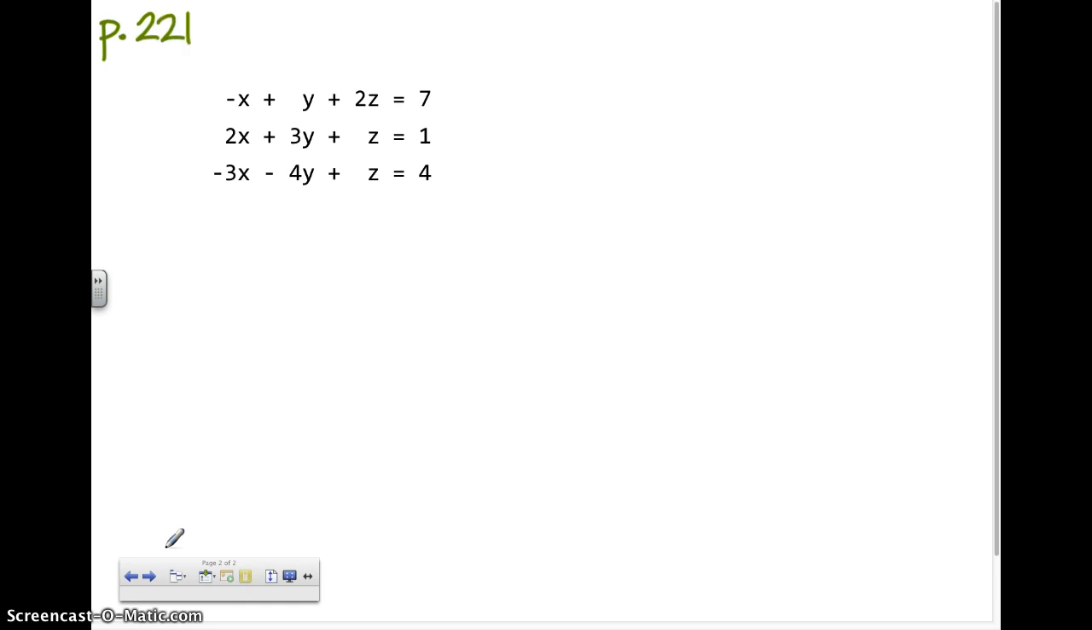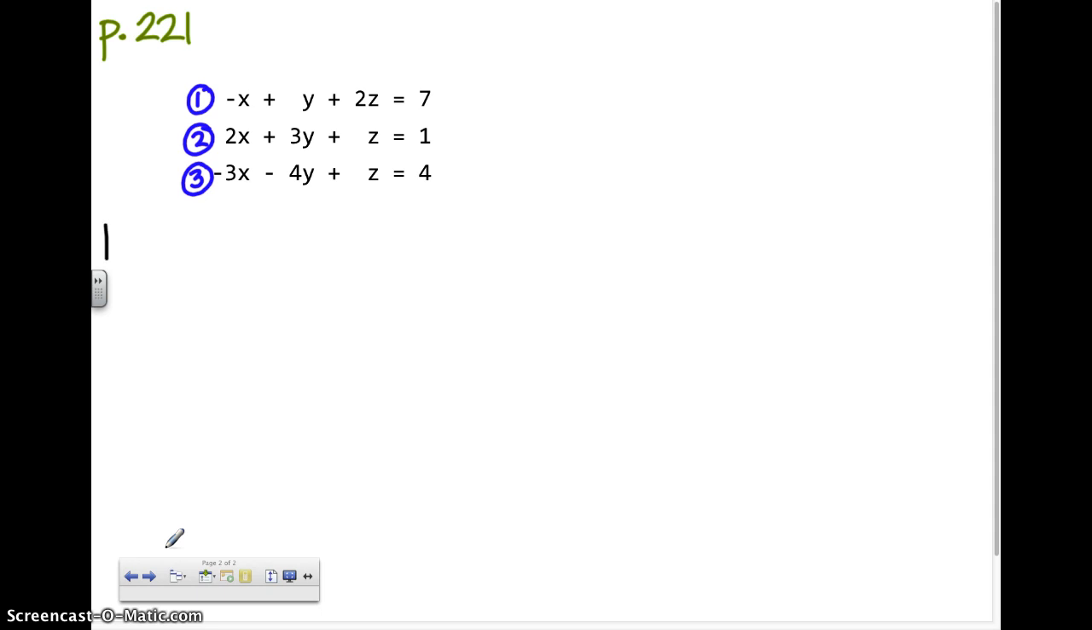Okay? But in my case, this is negative x plus y plus 2z equals 7, 2x plus 3y plus z equals 1, and negative 3x minus 4y plus z equals 4. Okay? I have 3 variables, x, y, and z, so I have 3 equations. I like to number my equations because then it helps me keep track of them, and I can reference them by their numbers. Here are the steps to solving.